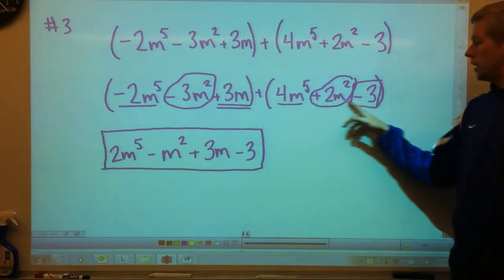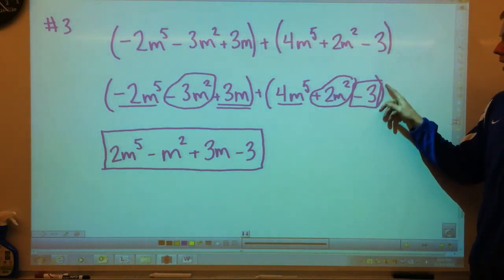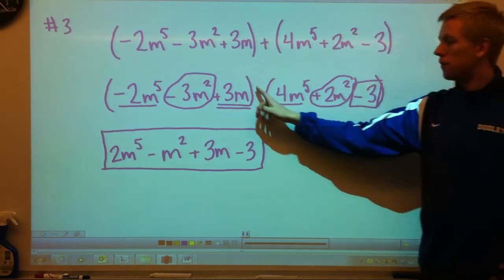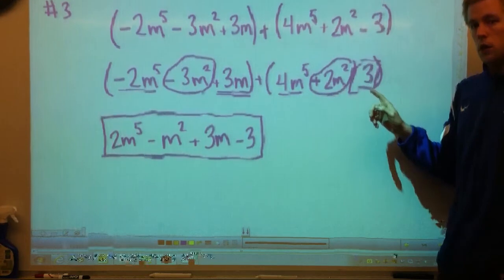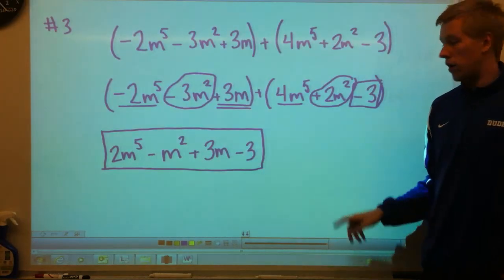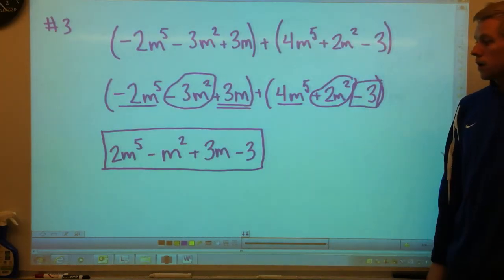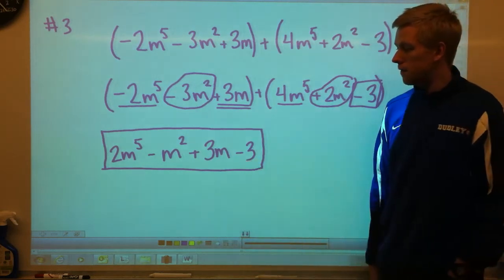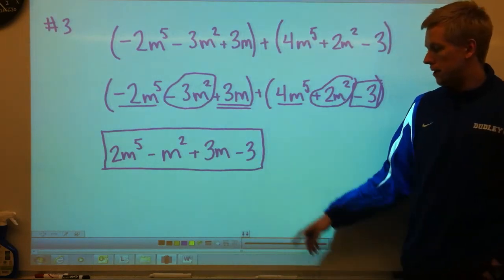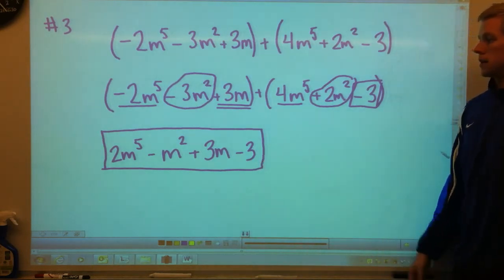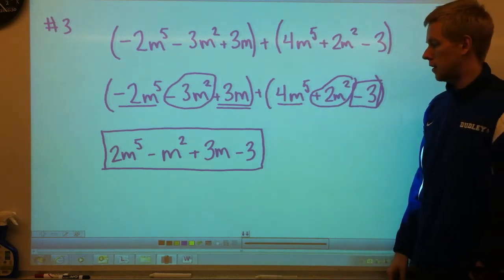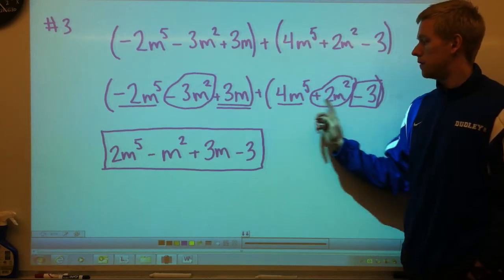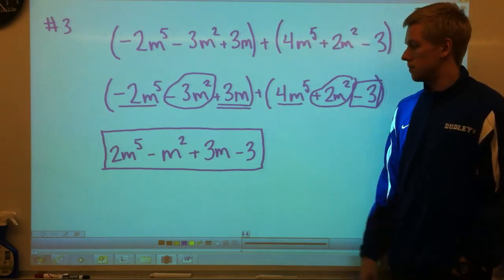Okay, the last thing over here I see is a minus 3. I boxed it in, but there's nothing over here to box in as well because there's nothing that matches this whole number. So I just bring that negative 3 on down with its correct sign. Okay, so my final answer is 2m to the fifth minus m squared plus 3m minus 3. That is combining because I was adding. I wasn't subtracting, so I can add the two things together here. And my two parentheses added together gave me this answer.